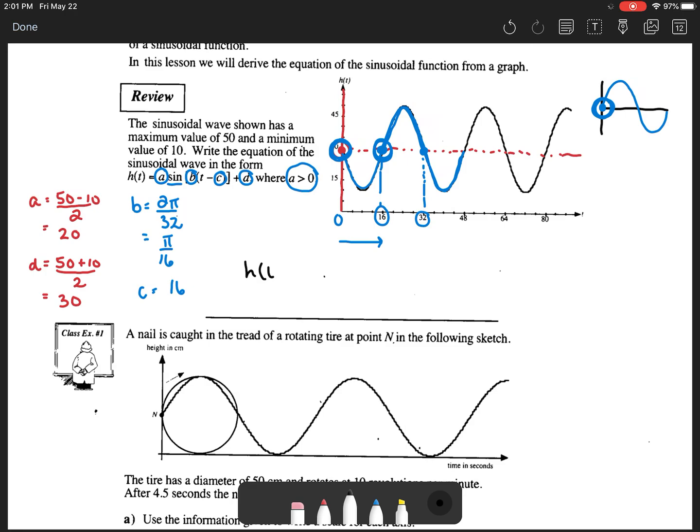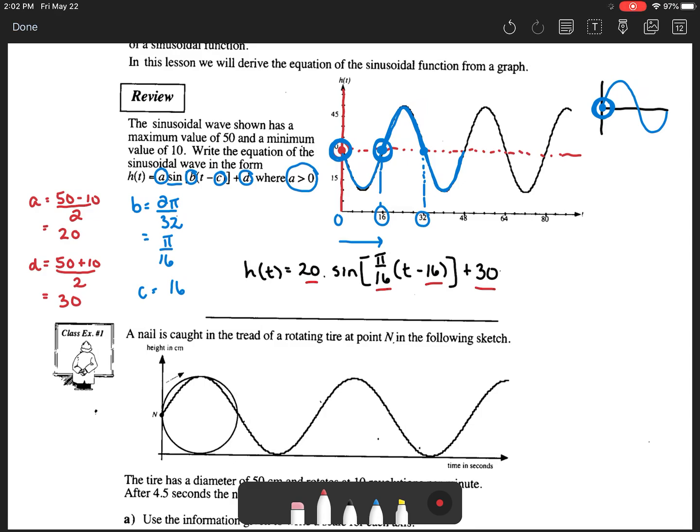So now when I go and write my equation, I follow the outline they've given me. H of t, that's your y value, is A, we said that was 20, sine of, your B value was pi over 16, t minus 16, 16 units to the right, and then a vertical displacement of 30. Okay, and there you go.